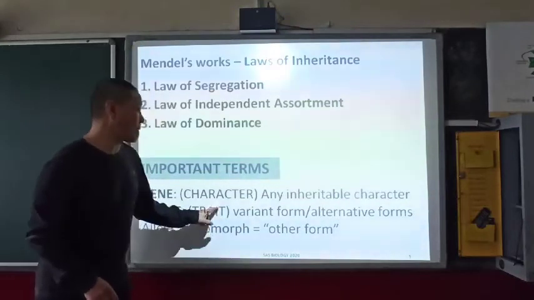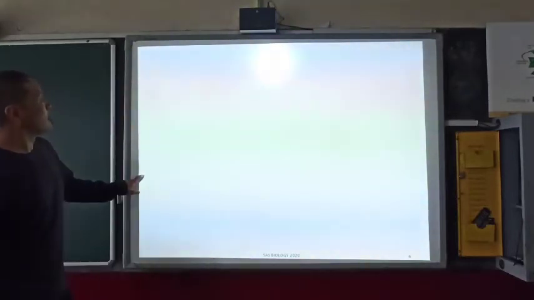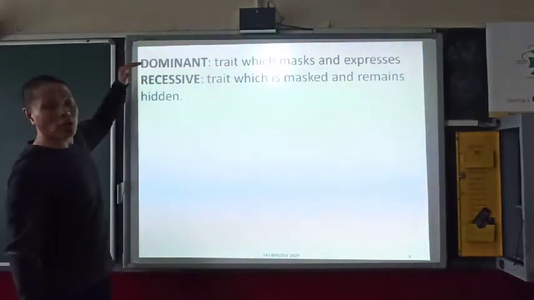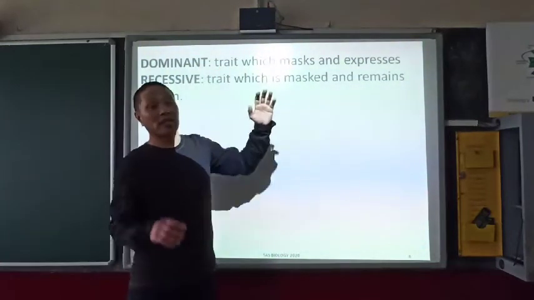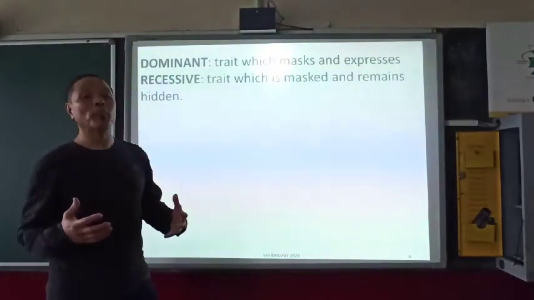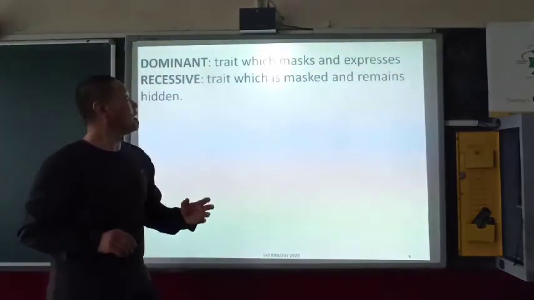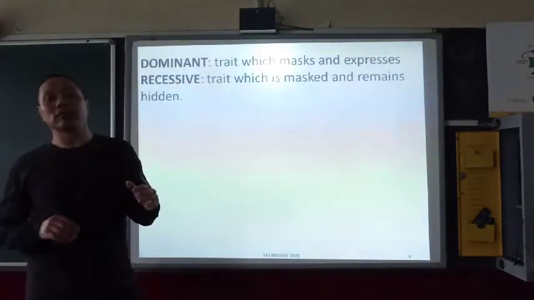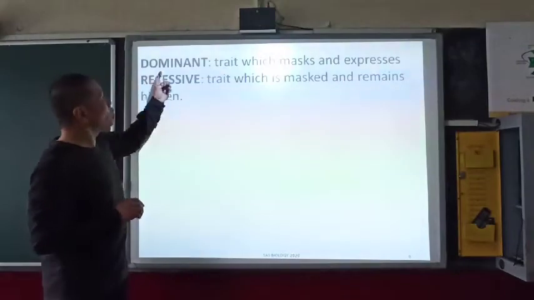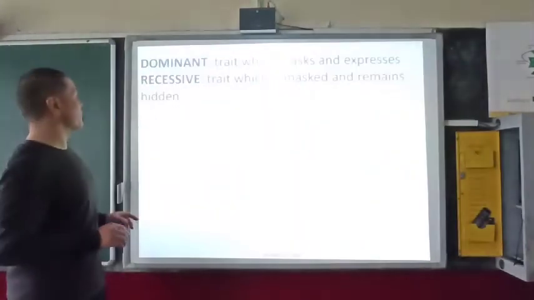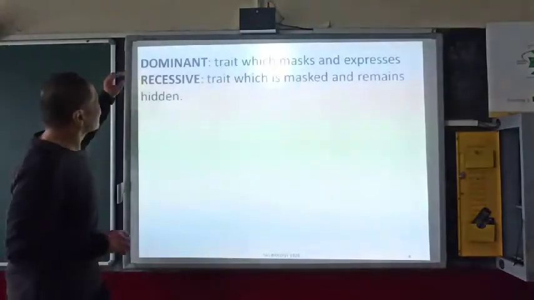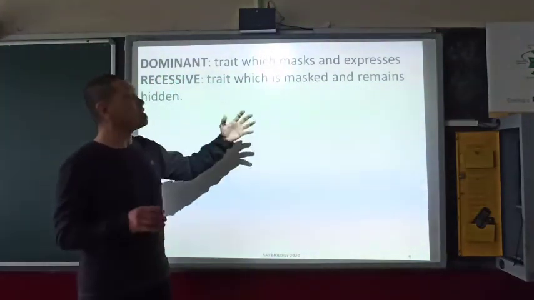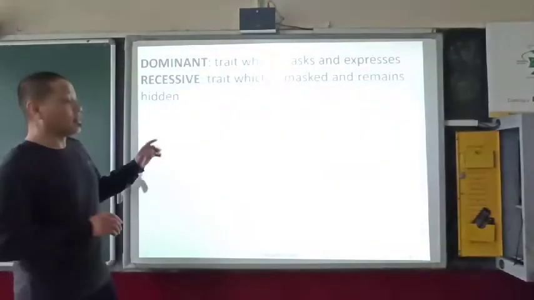The next one is dominant and recessive. Dominant trait is the one which actually expresses itself or manifests on the organism. It masks or covers up the other traits that are there. So the dominant one expresses itself in the organism, in its phenotype. Whereas recessive is the trait which is masked by the dominant trait and it remains hidden in the gene.